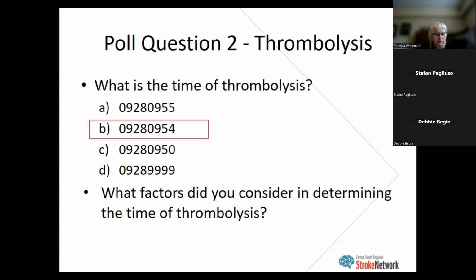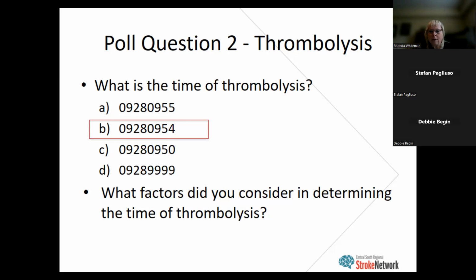Certainly in this situation, you can do exactly as I did when I reached out to my site. I reached out to my stroke lead at the site and said, hey, Amy, is it 9:54?